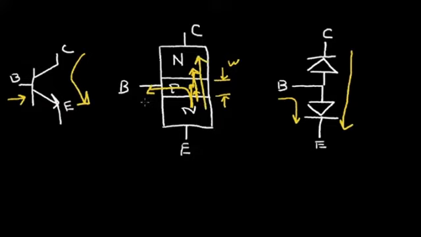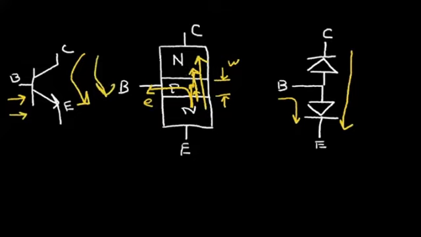So this is the flow of electrons, but engineers always think in terms of positive current. So when we think of current, we'll think of the current flowing into the base and from the collector to emitter, rather than the flow of the electrons, which is in the opposite direction.